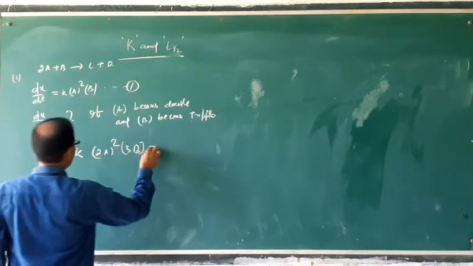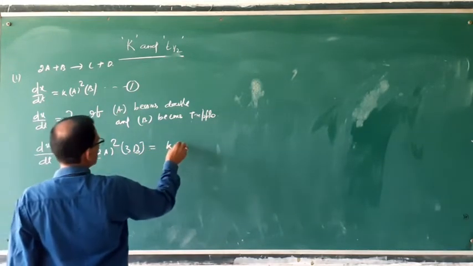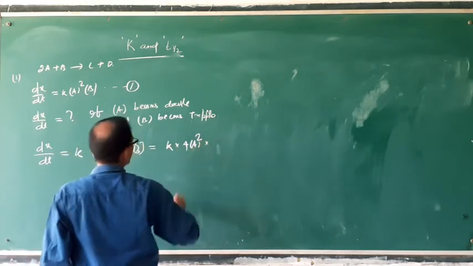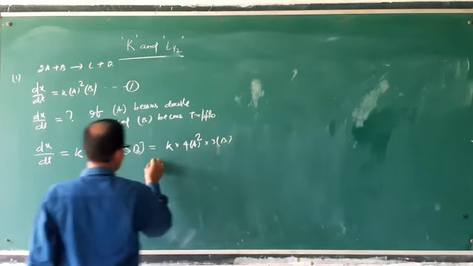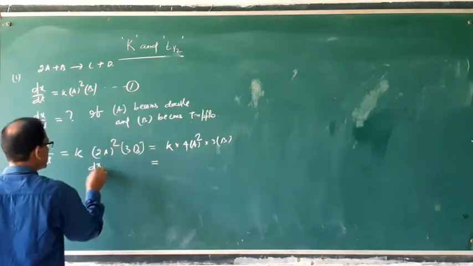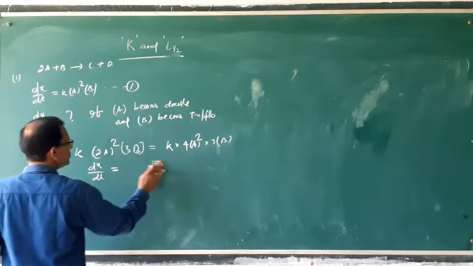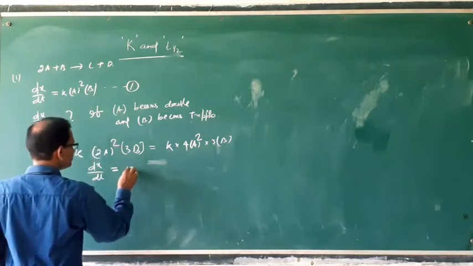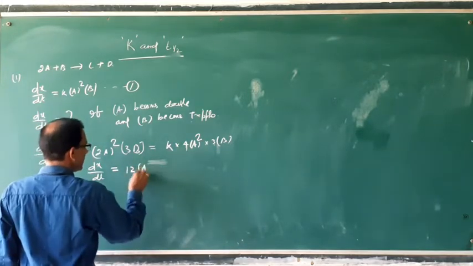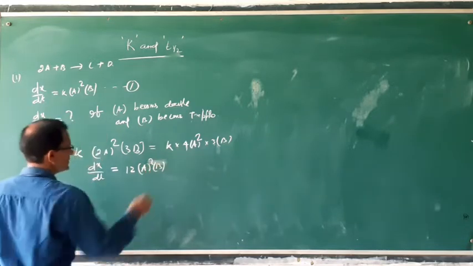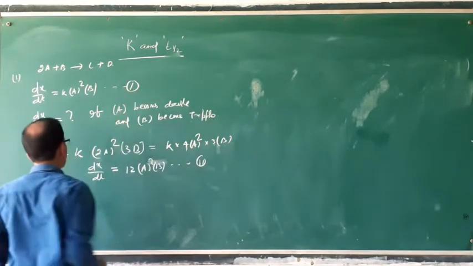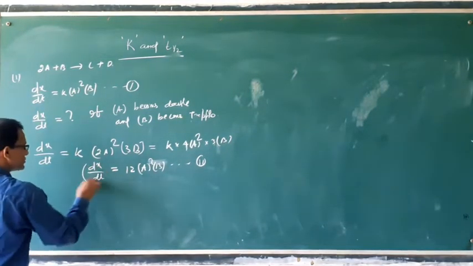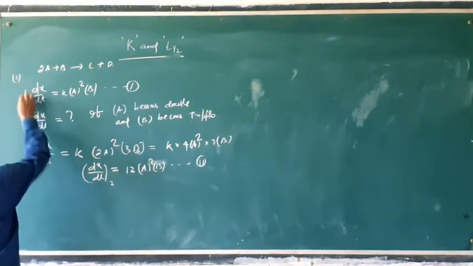Then the final equation will be K into 4A square into 3B. Again, if you arrange it, now dx by dt is equal to 4 into 3, that is 12, A square and B. This is equation 2. This is equation 1. If you compare equation 1 and 2, the second equation, this is the first.